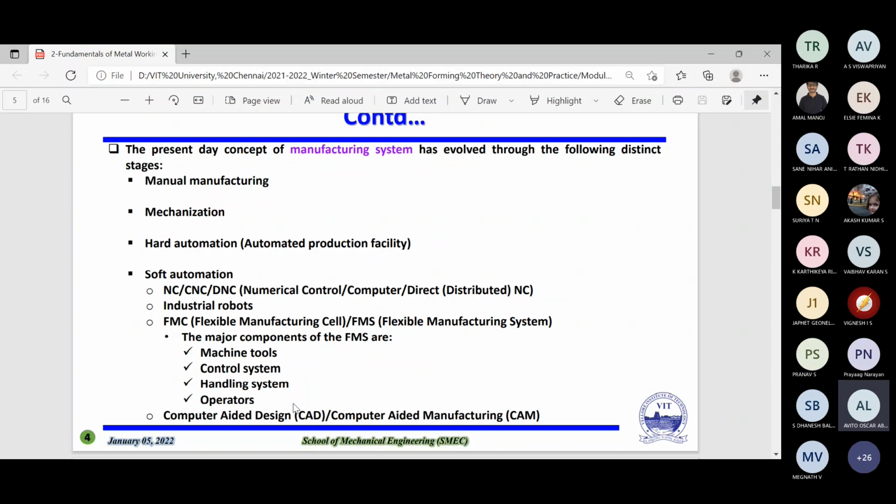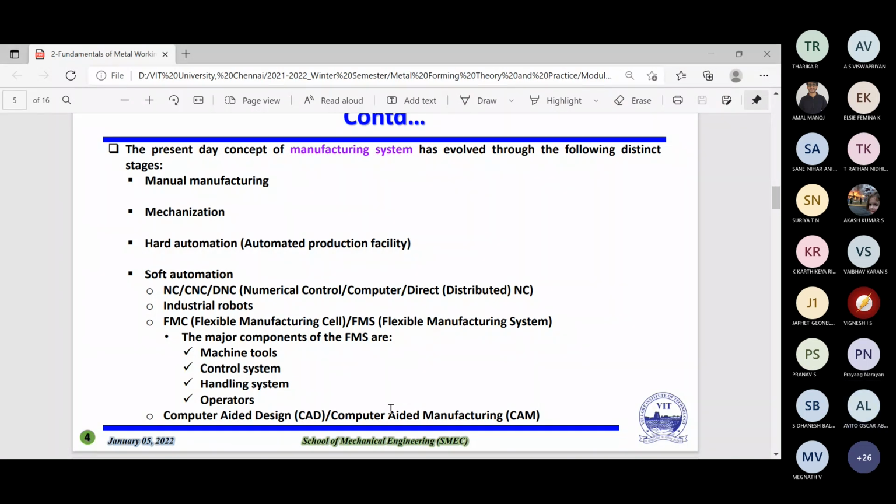Okay, sir. Maybe I will check once again. Probably this is soft automation, not hard. Okay, I will check. And otherwise, what is an example of hard automation? Maybe I have to check again. Okay, so please remind me on WhatsApp so that I will clarify.